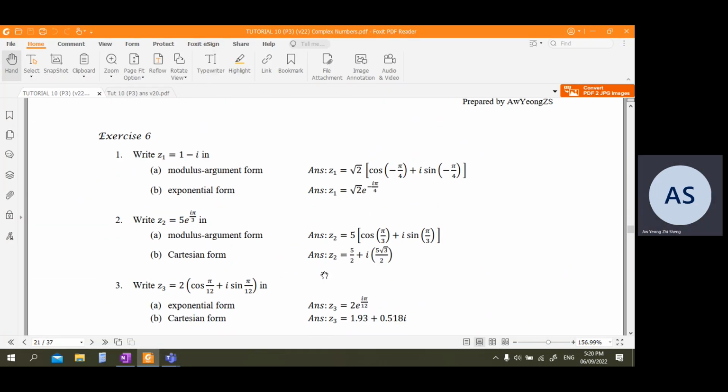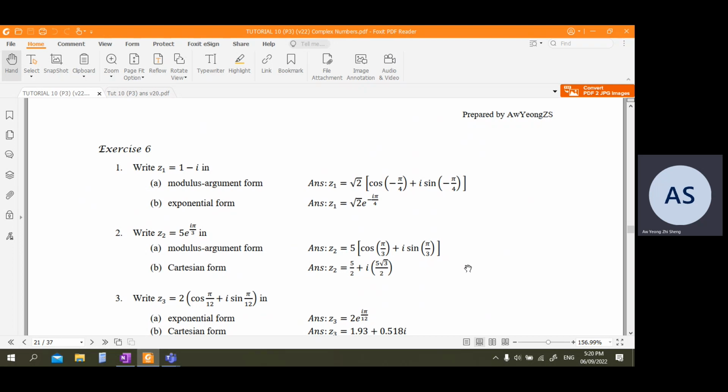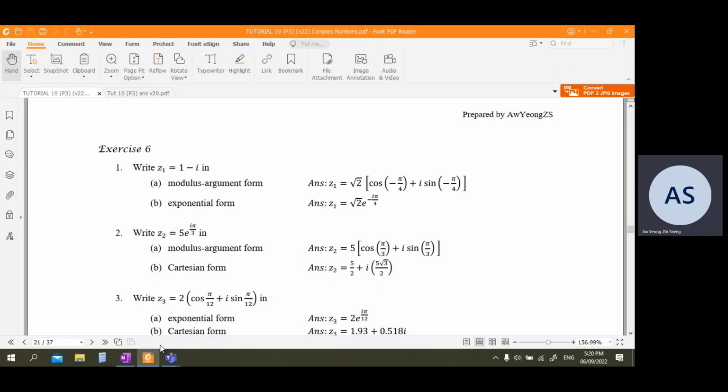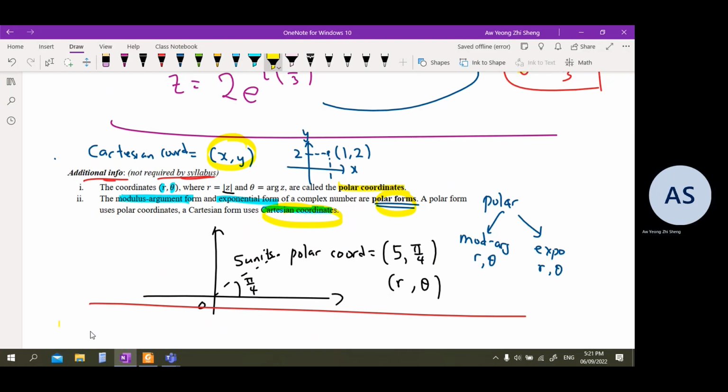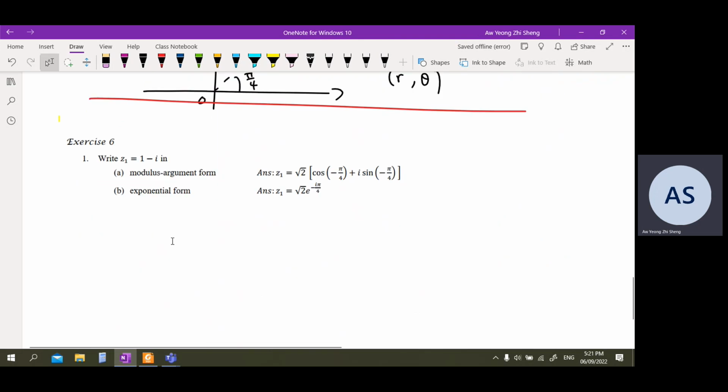Now let's move to exercise 6. Converting between the three different forms of complex number is very important in our syllabus. This is considered a very basic skill that the syllabus expects everyone to know, and you should be able to convert between different forms with little difficulty. First, this is converting a Cartesian form into the two other forms.